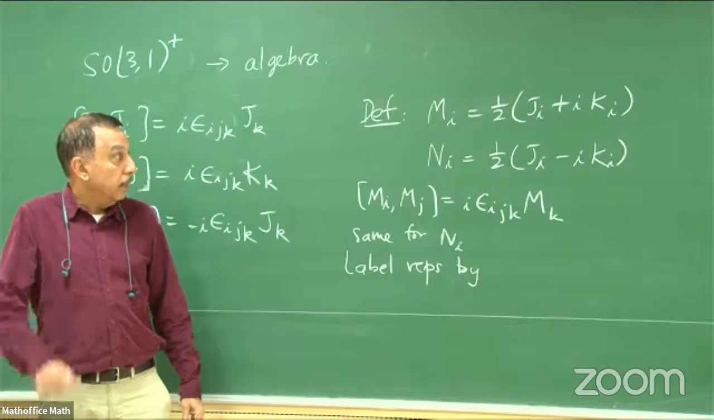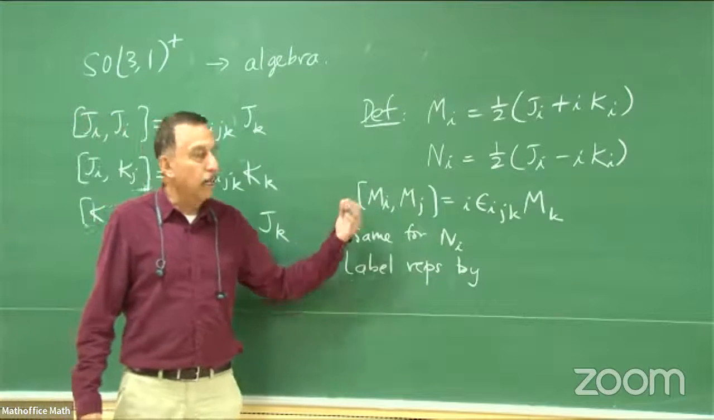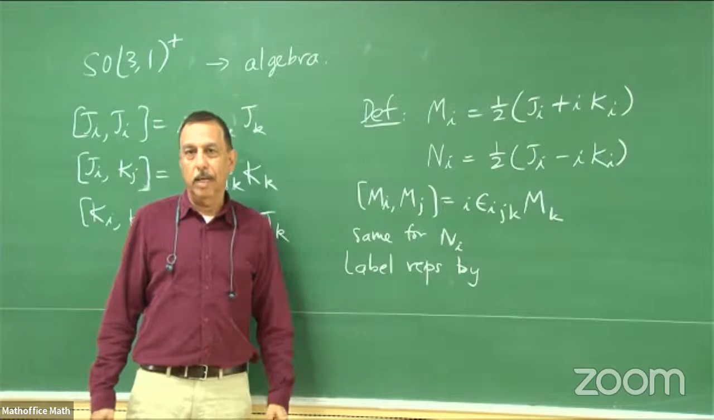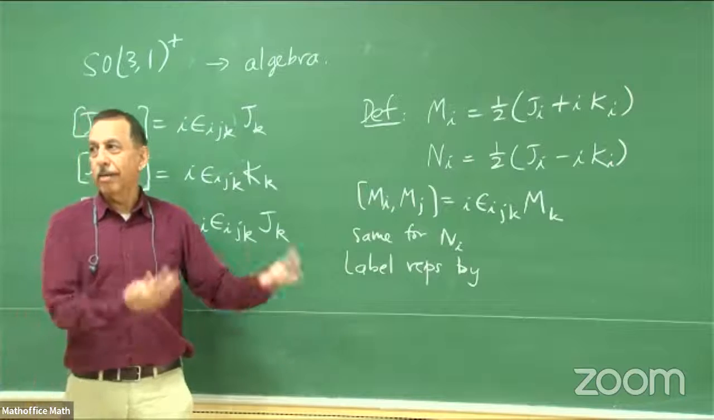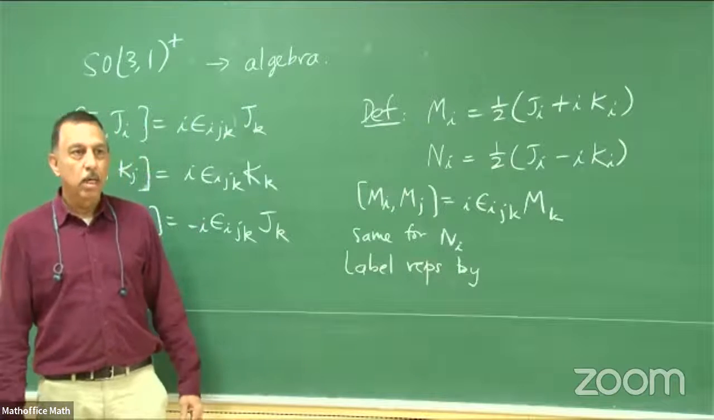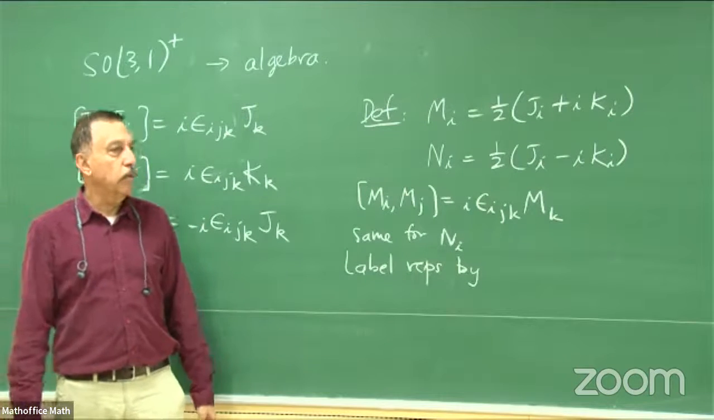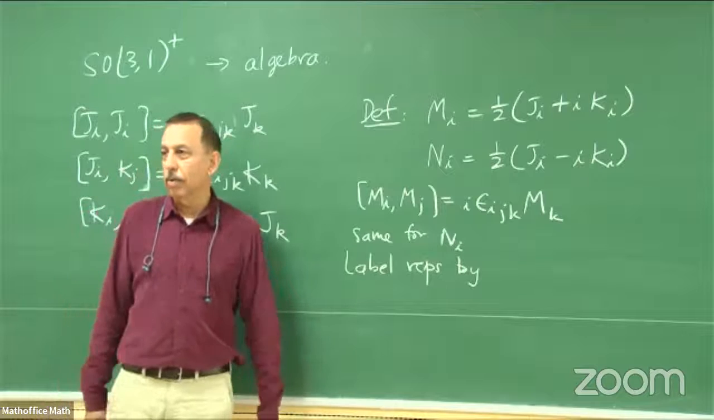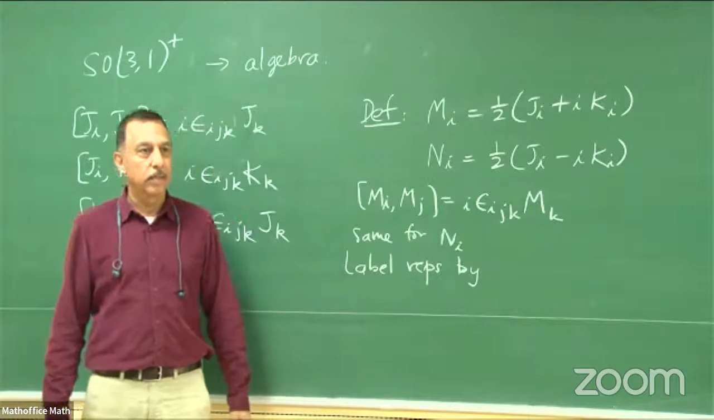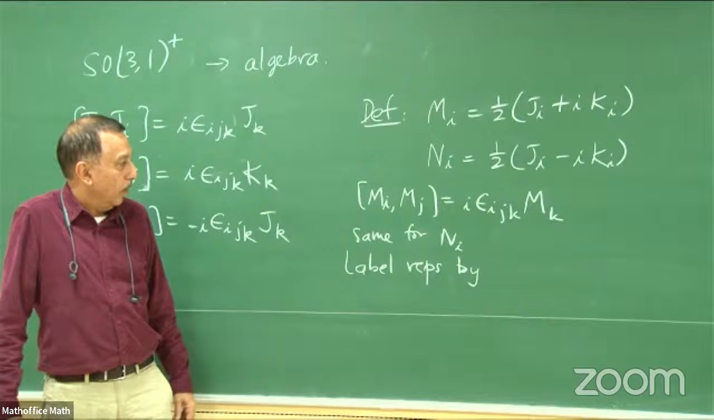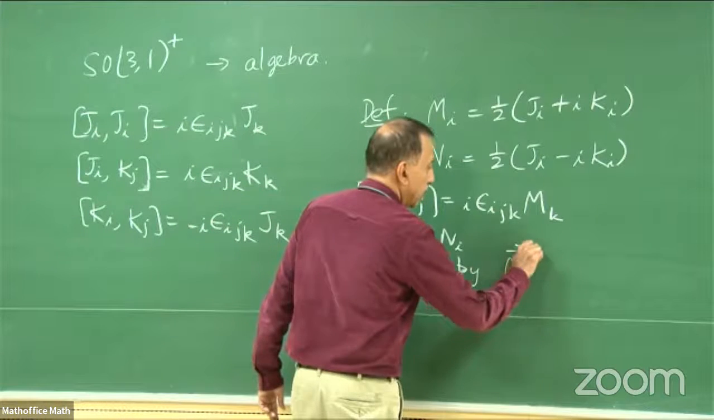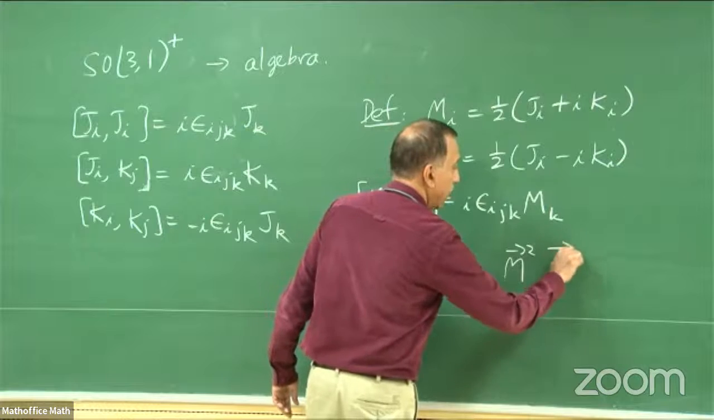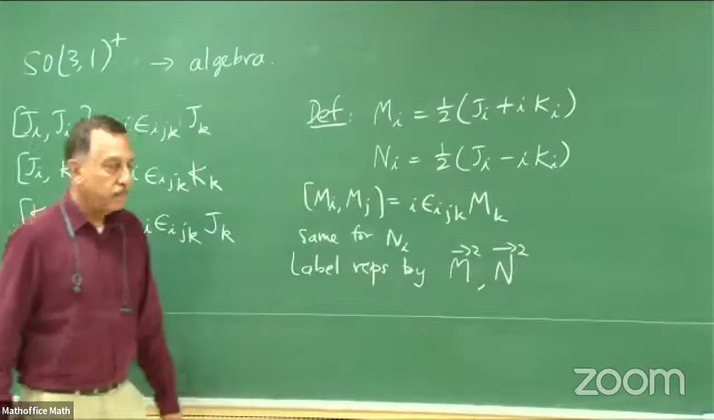And now, again, there's a subtlety. You can't really square an element of an algebra because an algebra is a linear space. But if you have a representation, then it's a matrix that you can certainly square. Or if you want to do it in the algebra, you go to what is called the universal enveloping algebra, which allows formal products of these things. So either way, here we should label representations by their values of M squared and N squared.